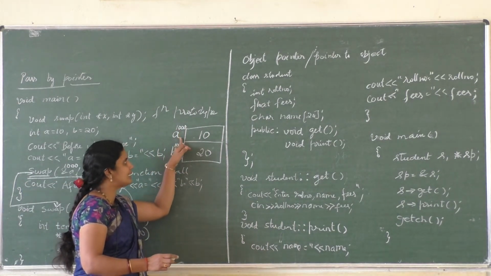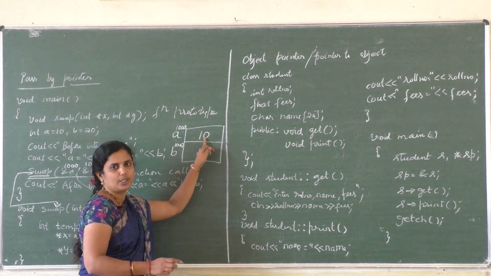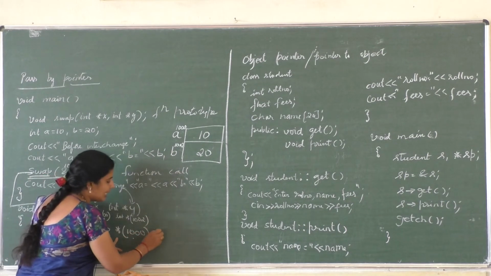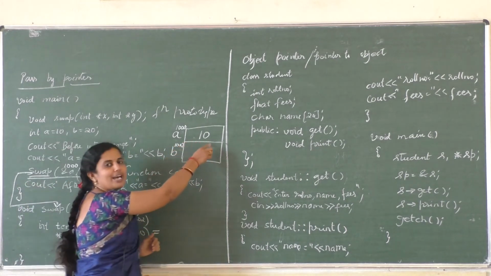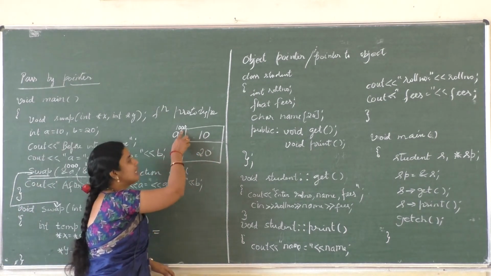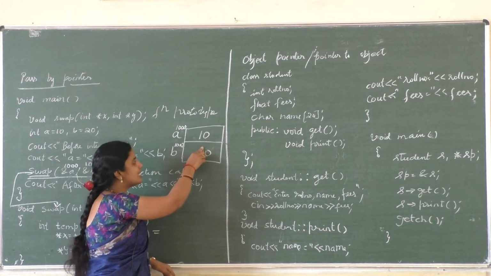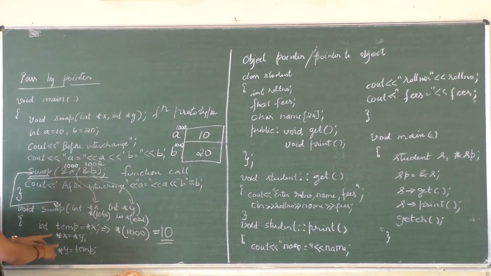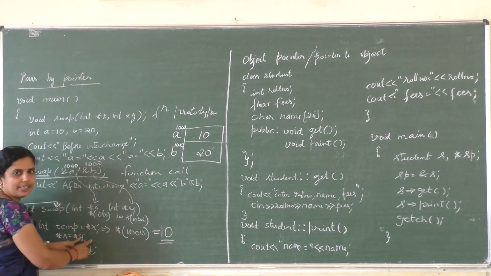1000 memory address is this. So this is 10. Okay. So here if I say star of 1000, it is equal to the value stored in the 1000th memory location. What is that value? That is 10.